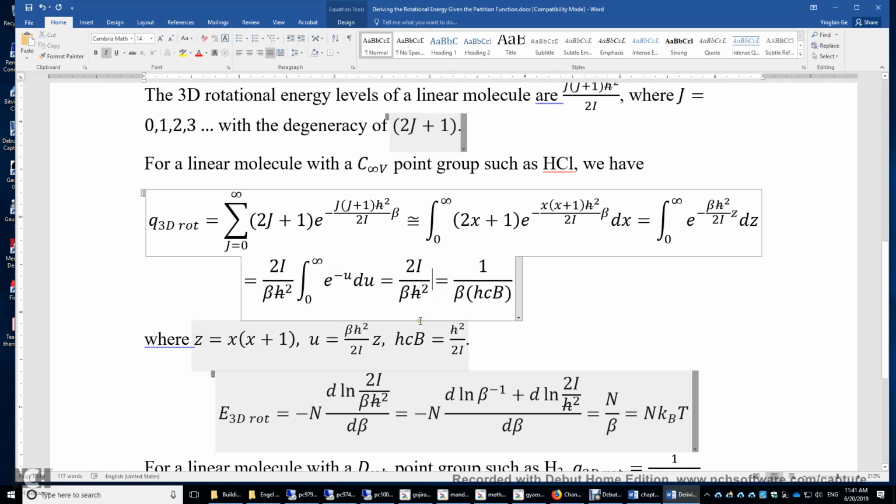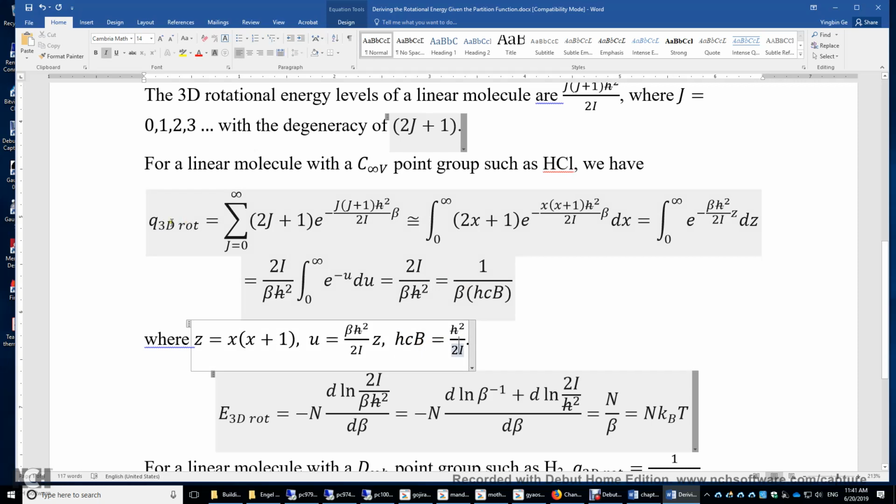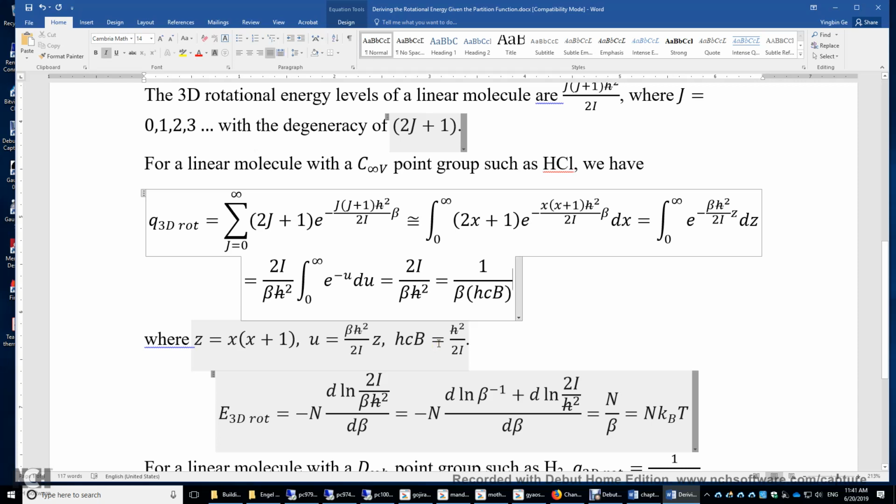And by convention, we introduce B, the rotational constant. hcB equals h bar squared over 2I. So sometimes you see the three-dimensional rotational partition function expressed as 1 over hcB beta for that reason. Again, it's just for convenience, especially if you study the infrared spectroscopy of a linear molecule. B, the rotational constant, is defined this way.